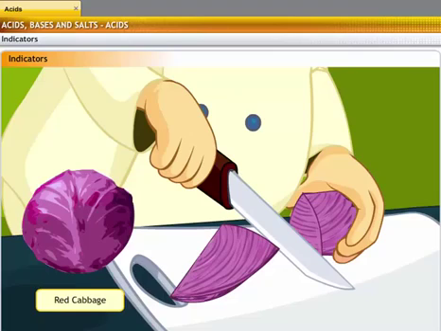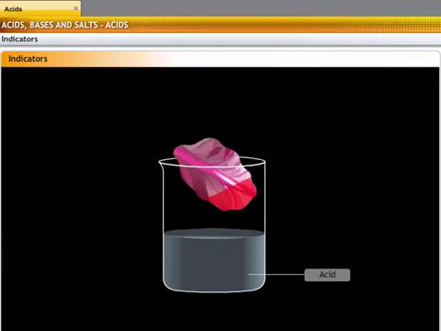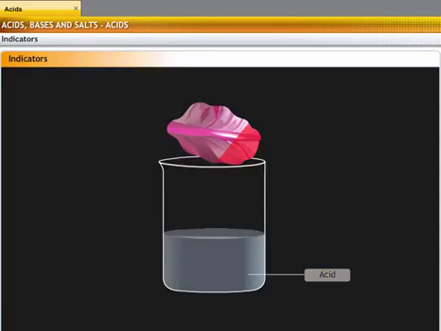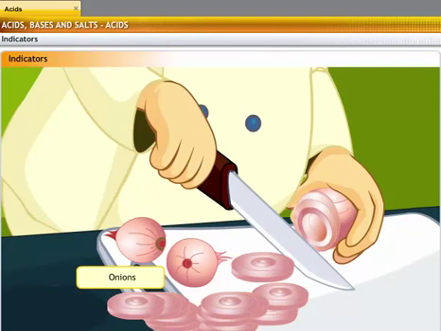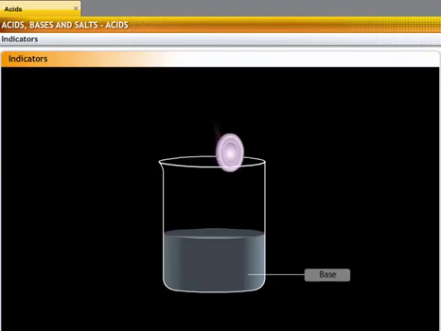An acid-base indicator is the one which exhibits different color in acids and bases. Red cabbage is a visual indicator used to detect acids. The cabbage leaves are purplish in color but turn red in the presence of an acid. Onions are called olfactory indicators because of their characteristic smell. This smell is destroyed by the action of a base.